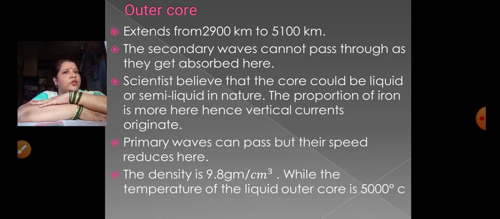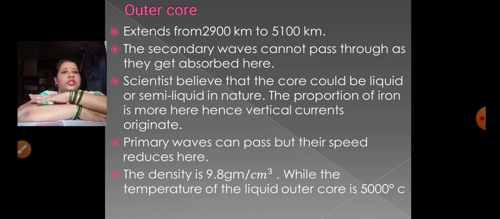Now, what is the meaning of the secondary waves? When the earthquake takes place, three types of waves are generated: primary waves, secondary waves, and surface waves. So one among them is secondary waves, which I am talking about over here. The secondary waves cannot pass through this outer core. Now you will ask why? Because the scientists believe that this core could be liquid or semi-liquid in nature.